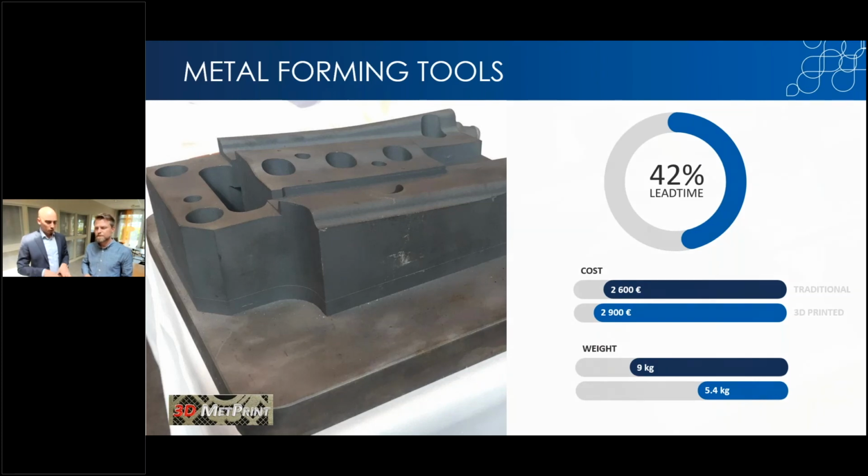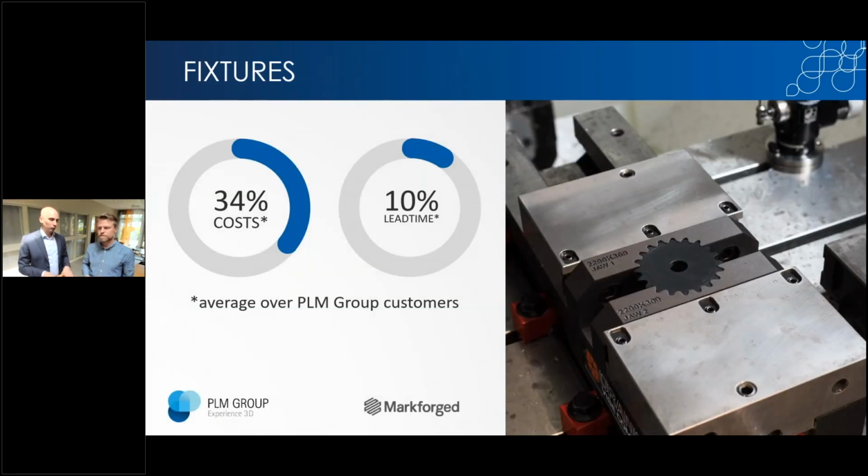Another example when it comes to tooling is fixtures. And this is also a really, really common application. We have hundreds of examples of this. I would say these are the two most common applications: rapid prototyping and fixtures. I think most of us can agree on that, definitely anyone in manufacturing. So most people have probably seen this before.